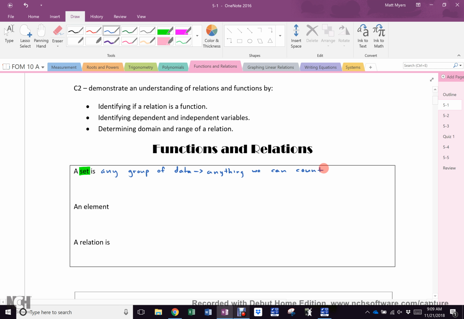So, in this room right now, somebody give me an example of a set of things. Pardon? Desks. There is a set of desks in this room. Excellent. Good. There is a set of students in this room. Good. Give me another set. A set of pencils, books. Pencils, textbooks. We could do this all day, yes?